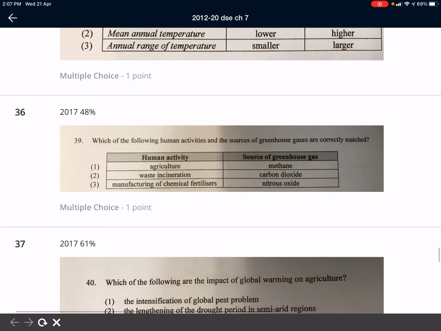Which of the following human activities and sources of greenhouse gas are correctly matched? Again and again, always like this. Methane comes from agriculture, like the flatulence of cows and cattle, so number 1 is correct. Waste incineration: when you burn something, carbon dioxide comes out, also okay. Manufacturing of chemical fertilizer: nitrous oxide comes out, also okay. So question 36, 1, 2 and 3 are all right.